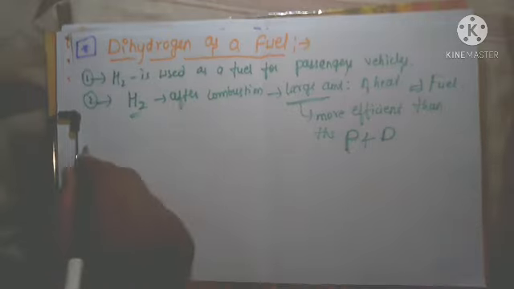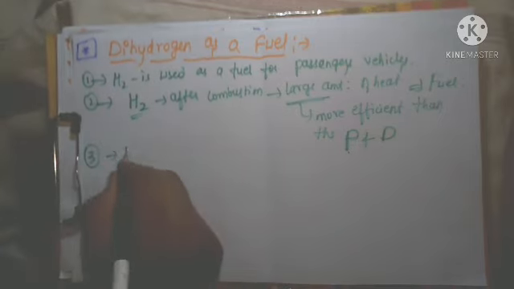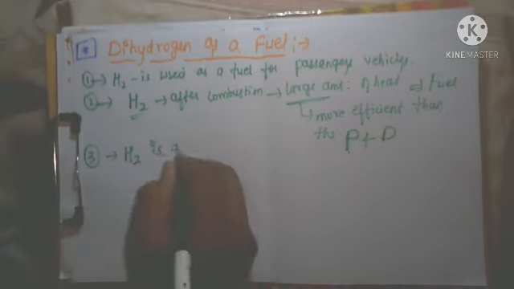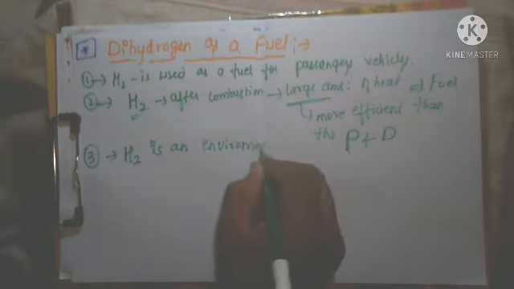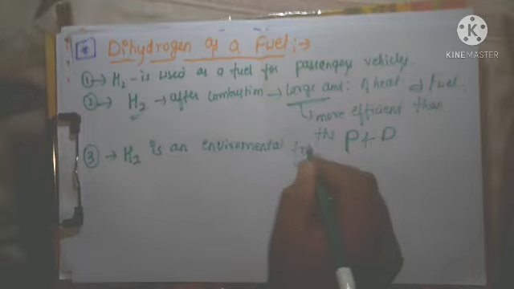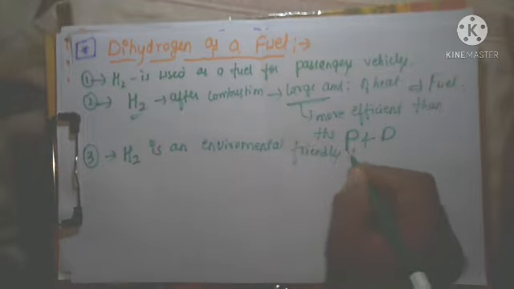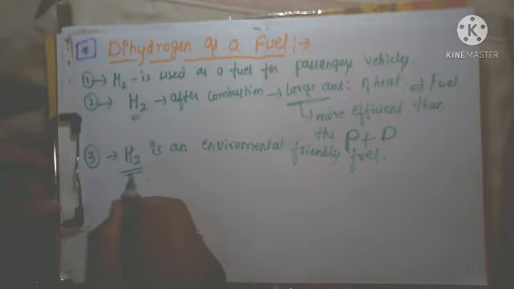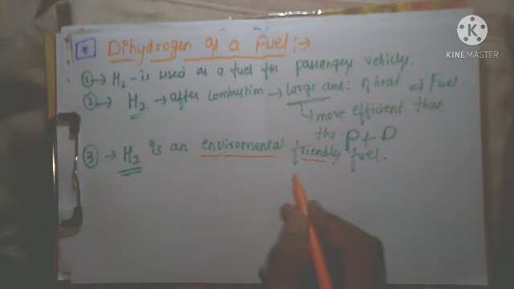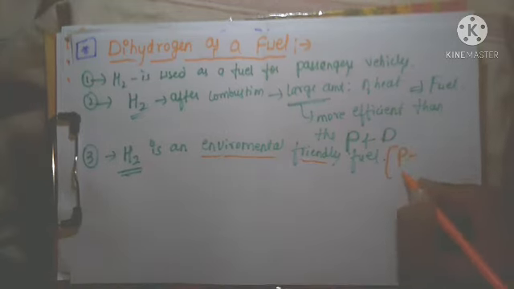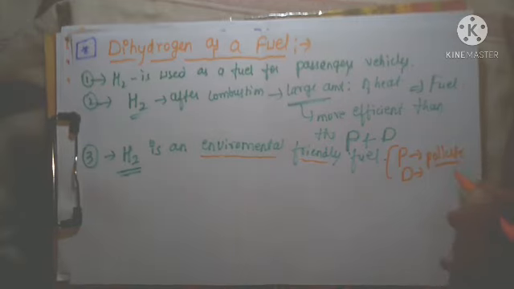By using the dihydrogen, another very important thing is, dihydrogen is an environmental friendly fuel. Now, if you use the petrol, if you use the diesel, it will pollute the air. It will create pollution, right? Because it will release carbon dioxide gas.